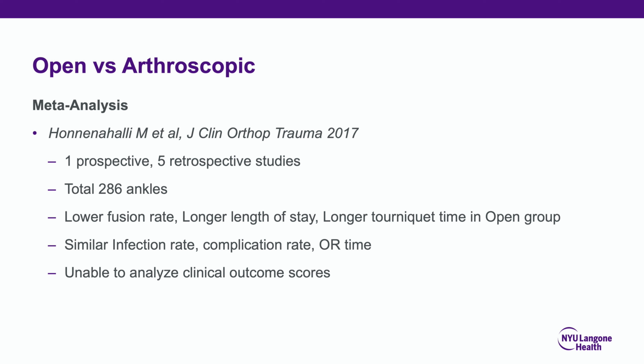In a meta-analysis recently in the Journal of Clinical Orthopaedics and Trauma, over 200 ankles were identified. Lower fusion rates, longer lengths of stay, and longer tourniquet time were seen in the open group. They did, however, identify a similar infection rate, complication rate, and OR time, and the outcomes were unable to be identified. So for the purpose of the board exams, it does appear that the arthroscopic assisted group has a higher fusion rate and lower hospital times than the open group.